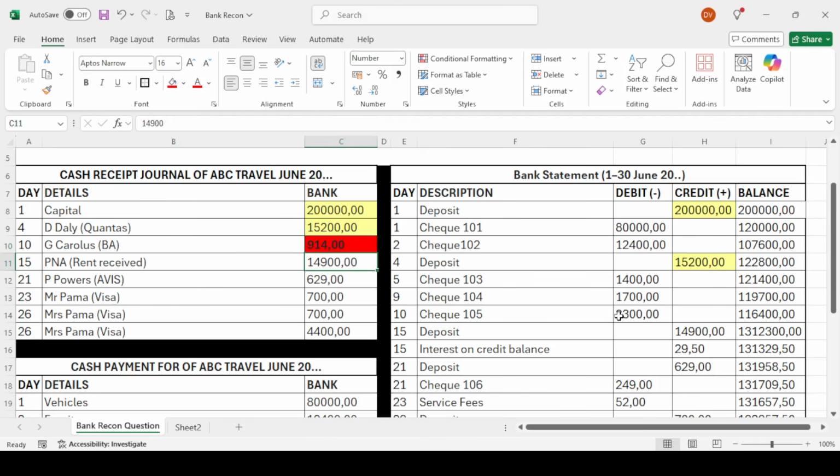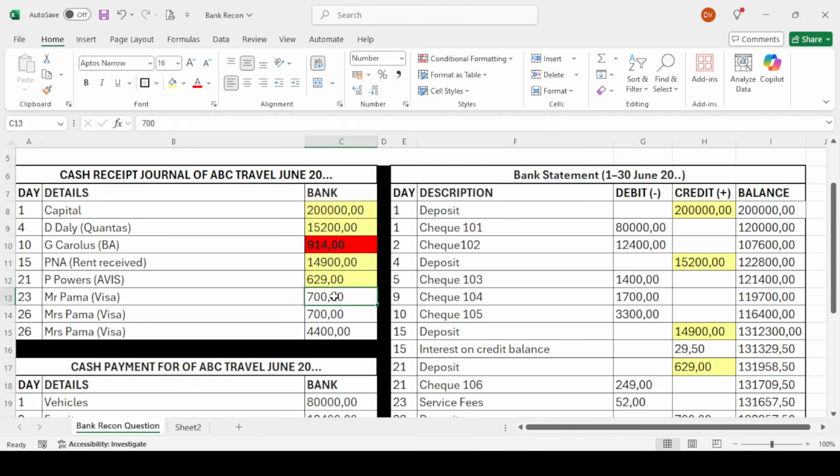Do you see 14,900 Rand on your statement? Yes, you do. And you tick it off on both sides. Do you see 629 Rand? Yes. So don't worry, we've skipped the 29 Rand. This is probably because it's going to be an amount that's on your statement, but not on your journals. So we will sort that one out when we get to it.